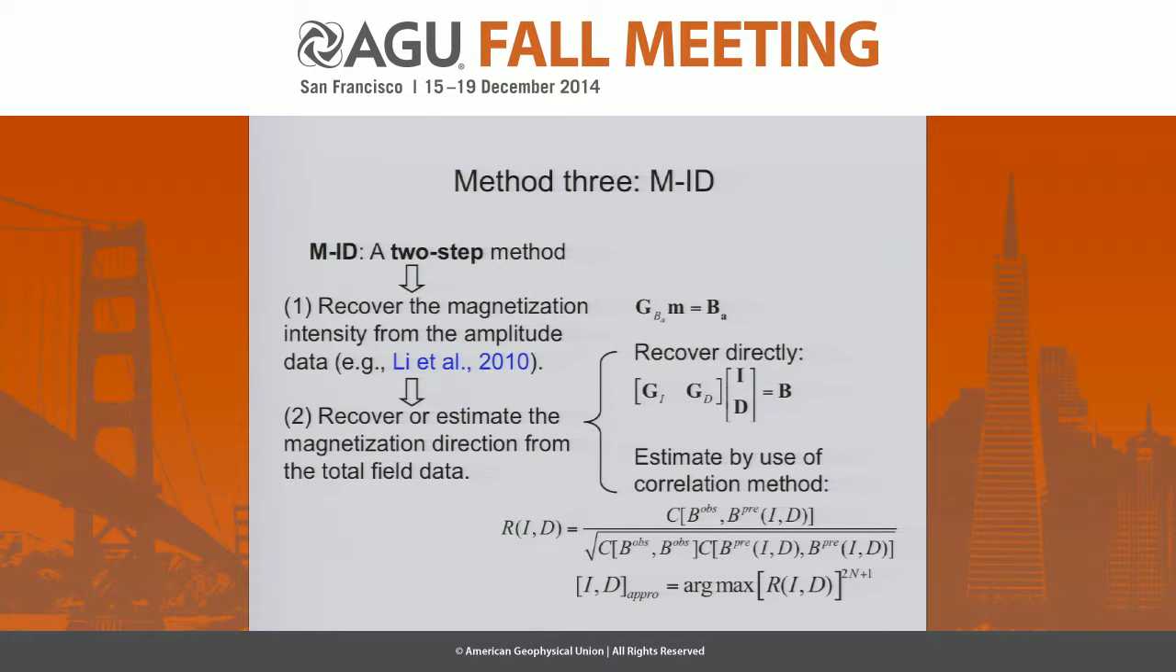There are two methods to get the magnetization direction. The first method is to recover it directly in this equation. Besides, we can also estimate the magnetization direction according to the correlation between the observed total field data and the predicted total field data. We choose the best correlated directions as the optimal inclination and declination.